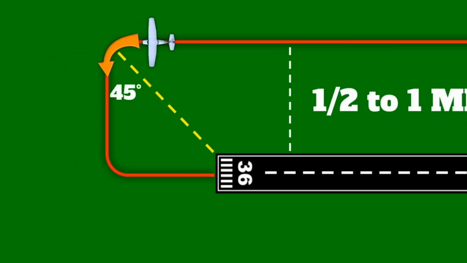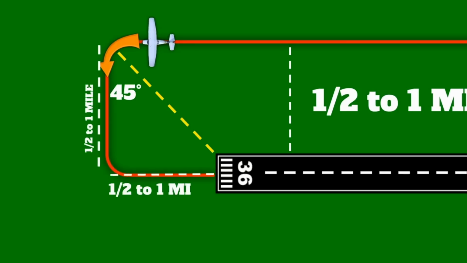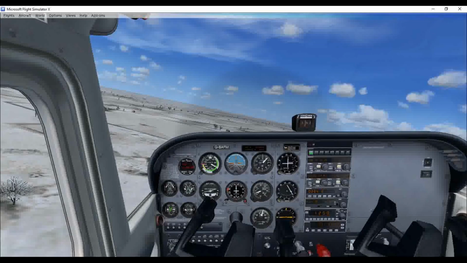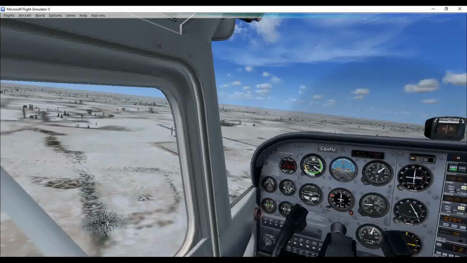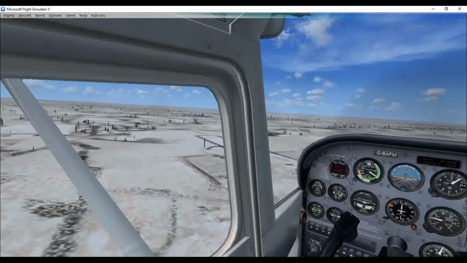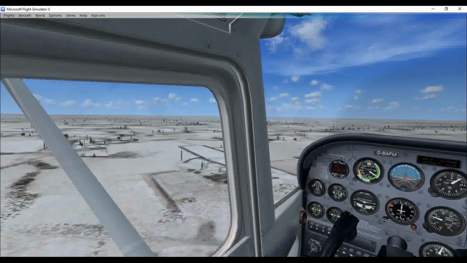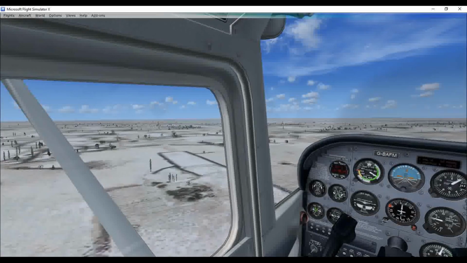Pattern altitude is maintained until at least abeam the approach end of the landing runway. At this point, the pilot should reduce power and begin a descent. The pilot should continue the downwind leg past a point abeam the approach end of the runway to a point approximately 45 degrees from the approach end of the runway and make a medium bank turn onto the base leg.